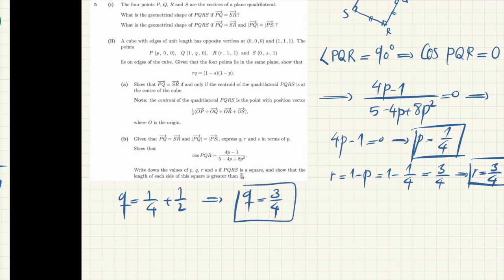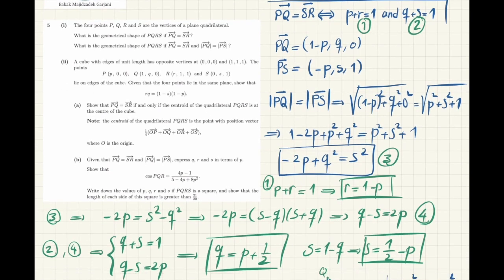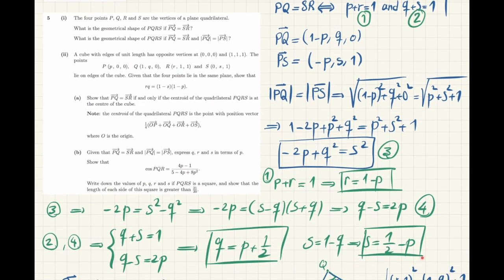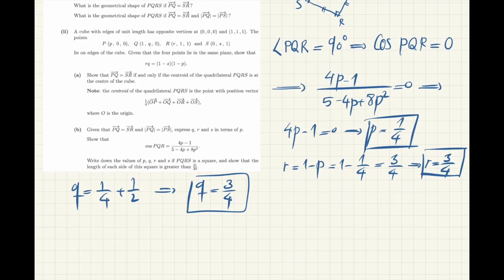And finally, if you go back, sorry for going back and forth a lot of times. So here s is 1/2 minus p. So then s is also calculated. So s is 1/2 minus p, so it becomes 1/2 minus 1 over 4, so s becomes 1 over 4.